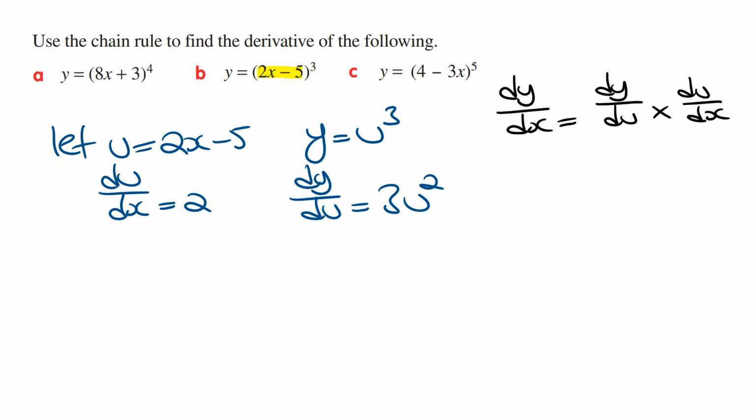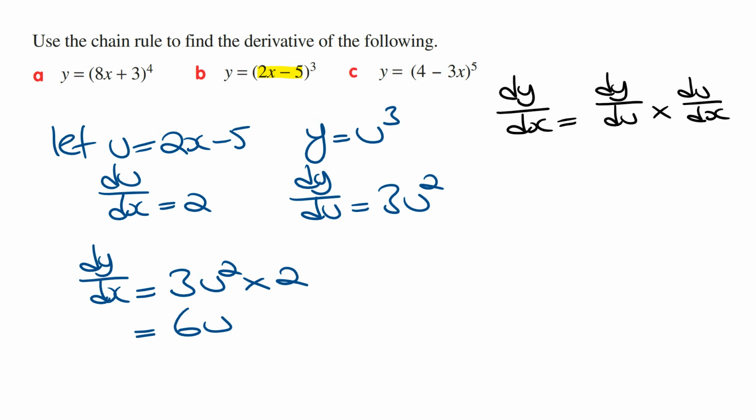And now we just sub this into the chain rule formula. And so therefore, dy/dx is going to equal dy/du, which is 3 times u squared, and then times du/dx, which is 2. And so this is going to be 6 times u^2. And finally, we just replace u back as a function of x. And so this is going to be 6 times (2x - 5)^2.